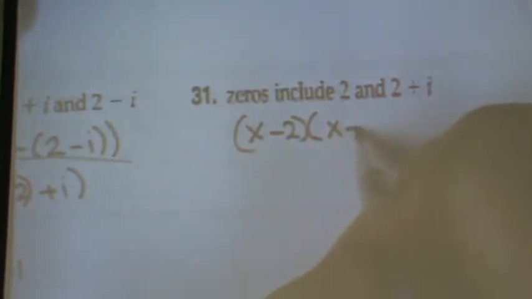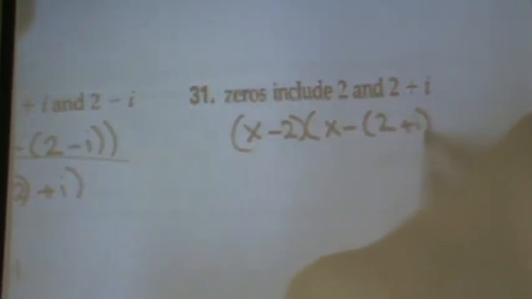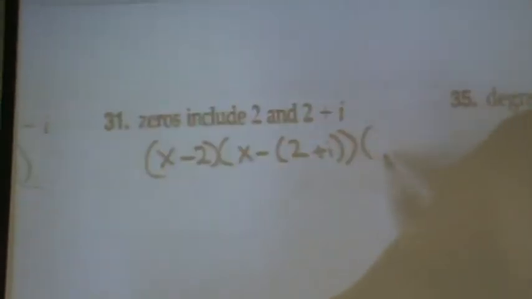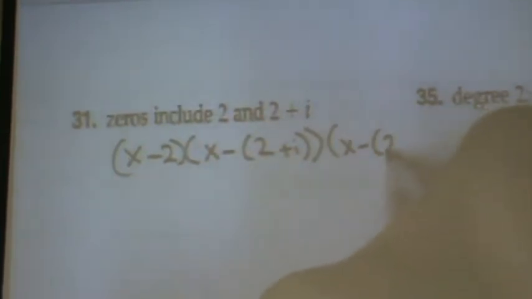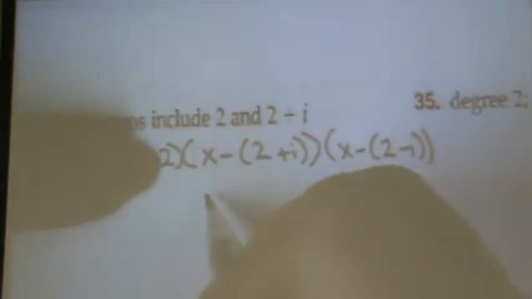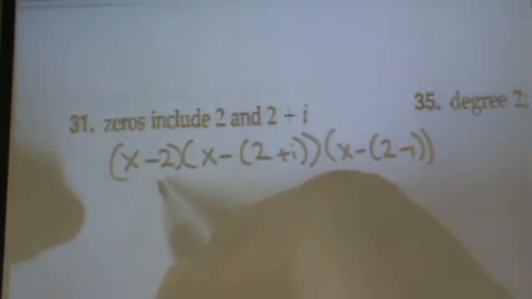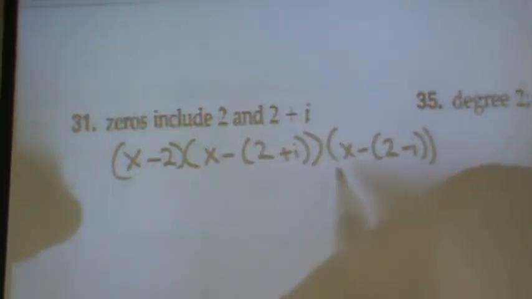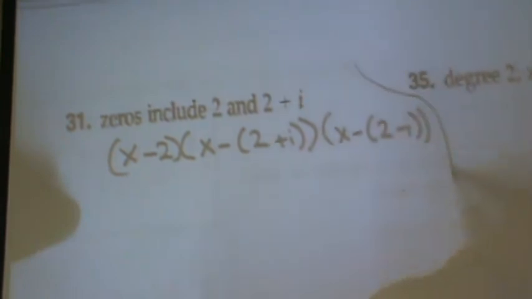On 31, if your zeros are 2 and 2 plus i, you're going to write x minus 2 and x minus 2 plus i and x minus 2 minus i, because these come in pairs. So if you were to FOIL these 2 out, and then FOIL that, you'll get a different answer, but we're just going to leave our answer like this for now.